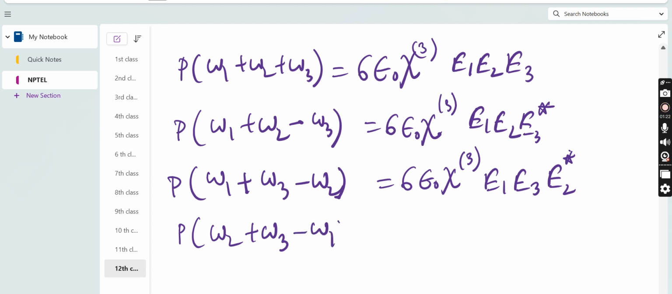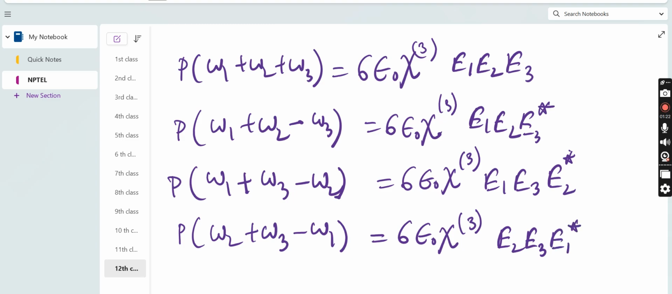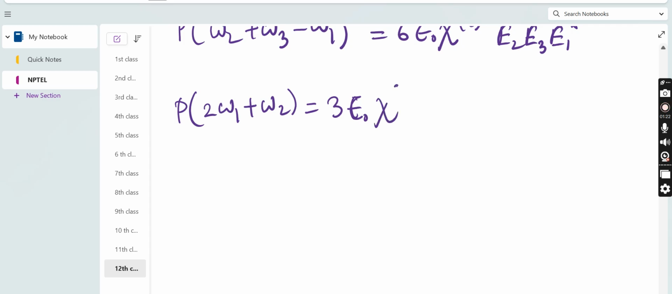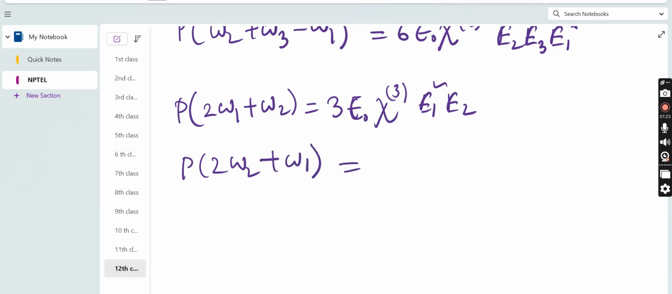Two plus omega 3 minus omega 1 is 6 epsilon naught chi E E2 E3 E star. 2 omega 1 plus omega 2 is 3 epsilon naught chi 3 E square E2. This is time taking, but each term has its own significance, and I will come to that.